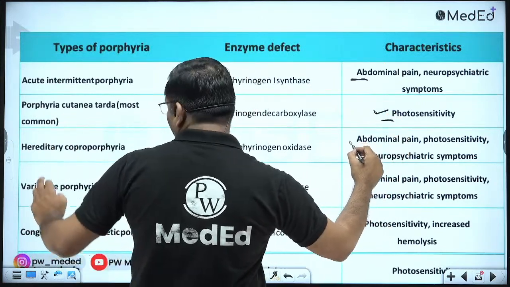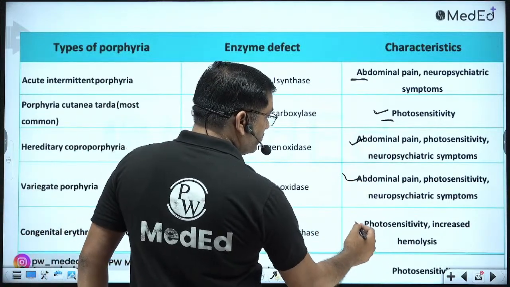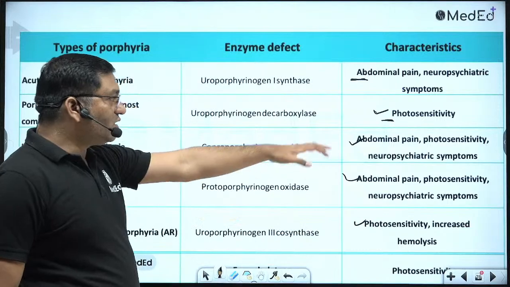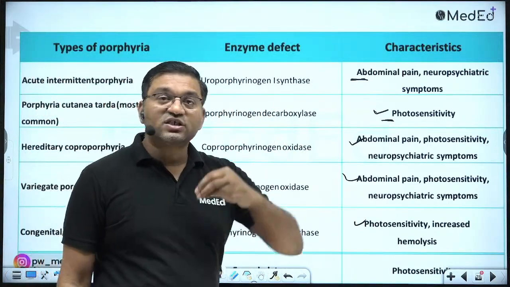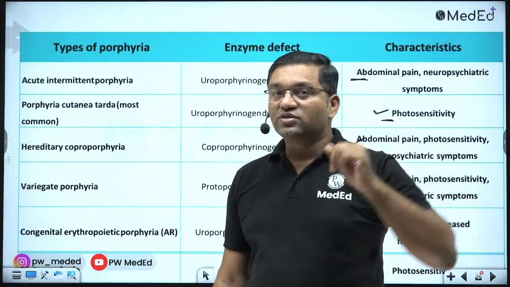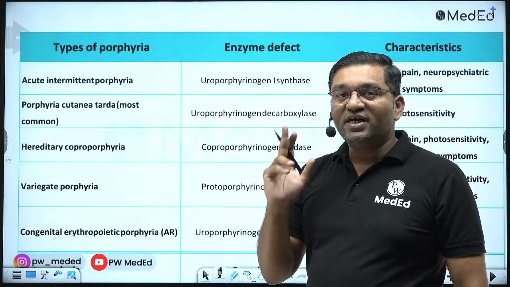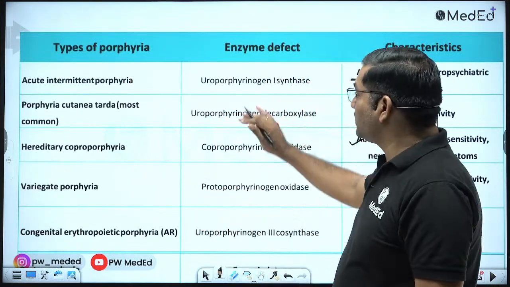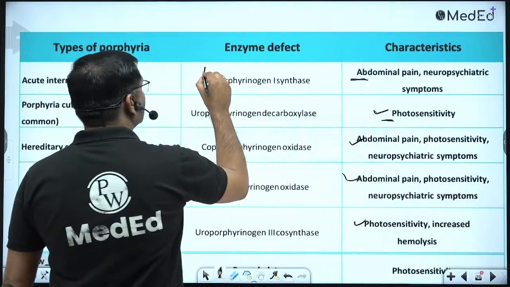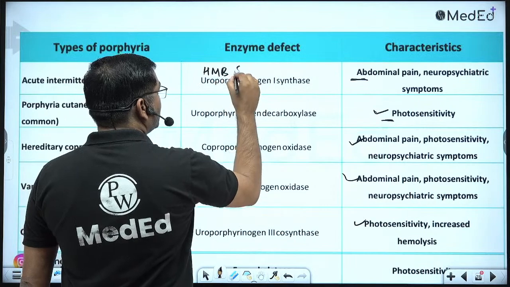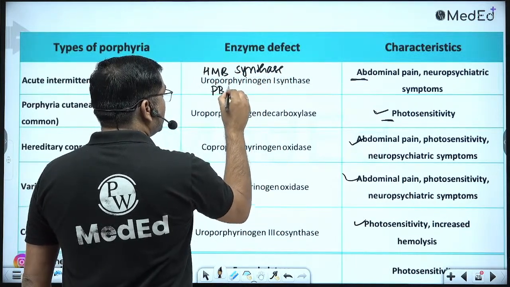There is hereditary coproporphyria, variegate porphyria, and congenital erythropoietic porphyria. All the others have photosensitivity except acute intermittent porphyria, because its block is before the synthesis of uroporphyrinogen. So in acute intermittent porphyria, there is abdominal pain and neuropsychiatric manifestation, and the defective enzyme is uroporphyrinogen 1 synthase, also known as hydroxymethylbilane synthase or porphobilinogen deaminase.